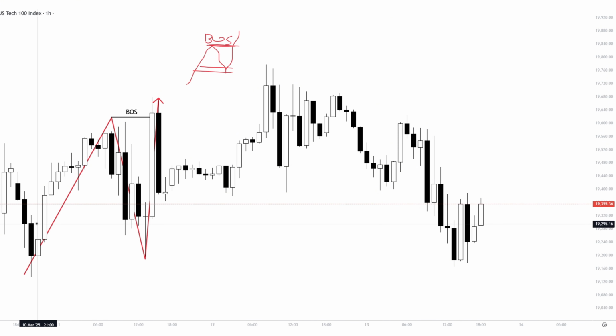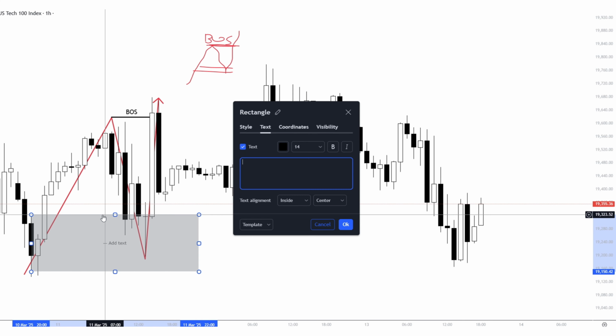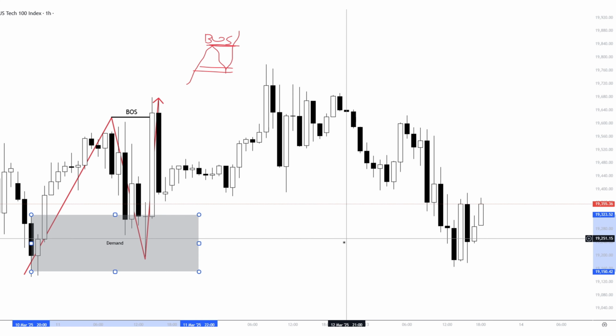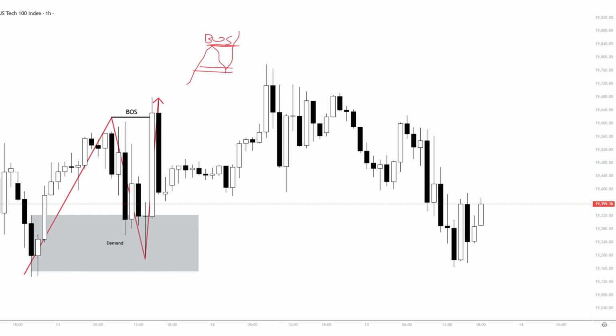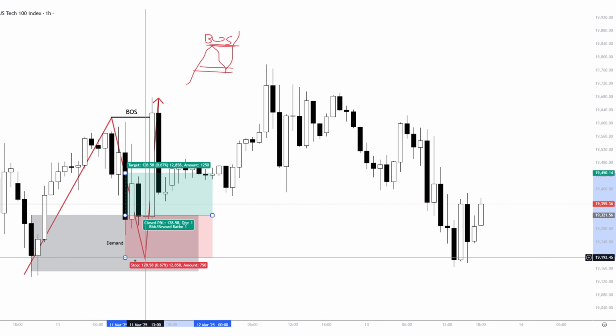And if we look closely, there is a clear and simple demand, which is exactly where the market has filled the demand and started going up. And the entry model for the demand is quite simple. A buy-long position on the demand or support.